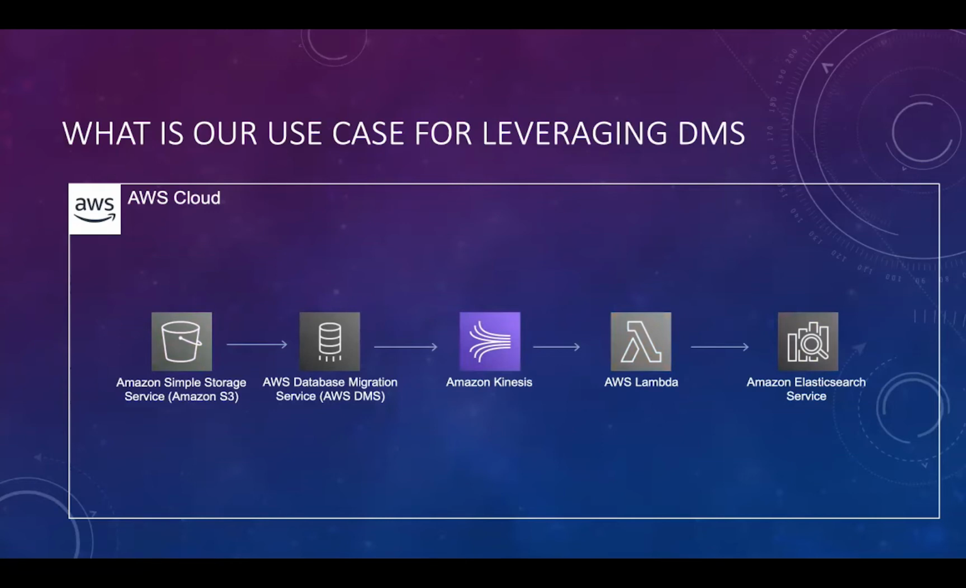The next challenge is to load historical data from S3. With some research, we found that DMS is an ideal solution. DMS supports the S3 bucket as the source and Kinesis stream as a data target.